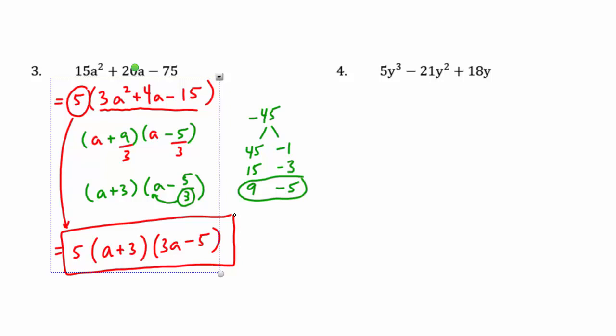Number 4 you can try on your own right now and pause the video and come back and see if you get the same answer. But I'm going to continue here. So here we have 5y cubed minus 21y squared plus 18y. So the first thing you should do is, again, find the greatest common factor. And for 5y cubed, 21y squared, and 18y, what I see is there's a y as a factor. So let's factor out a y out of this term.